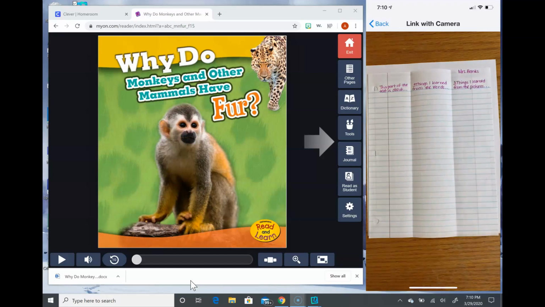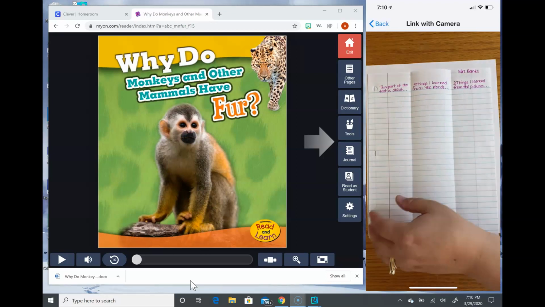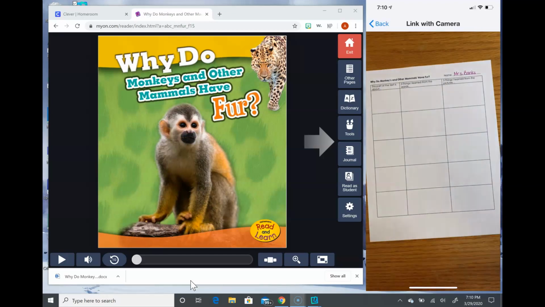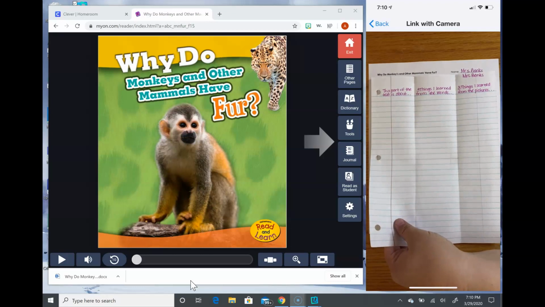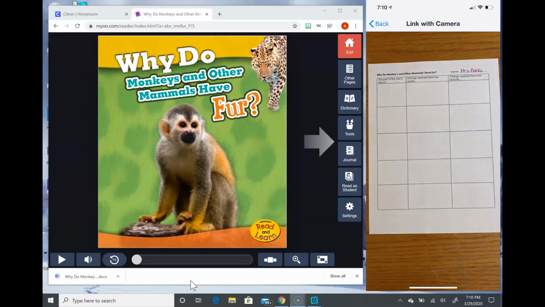You'll also notice that just like always, I put my name at the top of the page, all right? So you can do this either with the graphic organizer or on a piece of notebook paper. It's really up to you which way you want to do it, all right? To make it a little bit easier, I'm going to go ahead and do it on the graphic organizer, but like I said, it's up to you, all right?